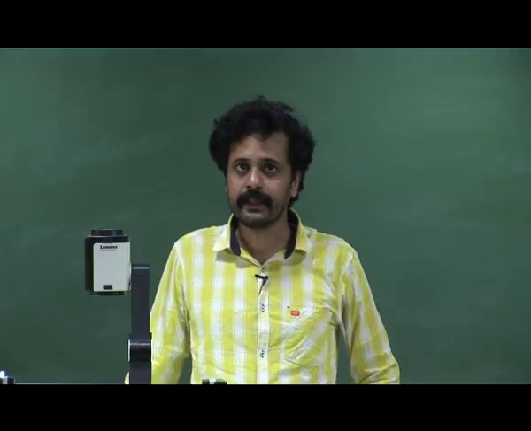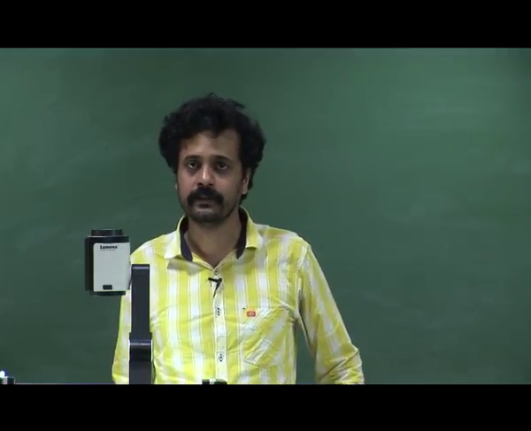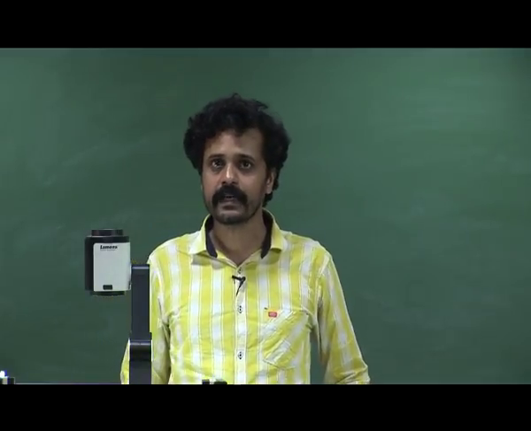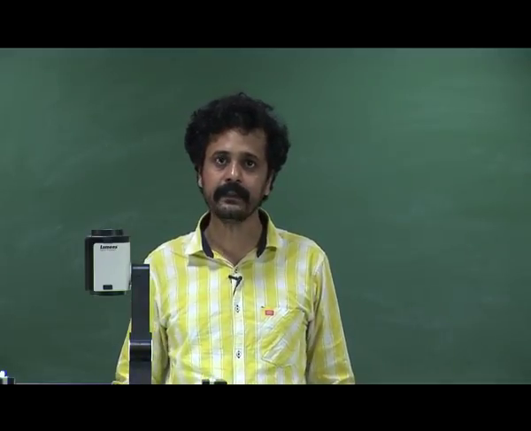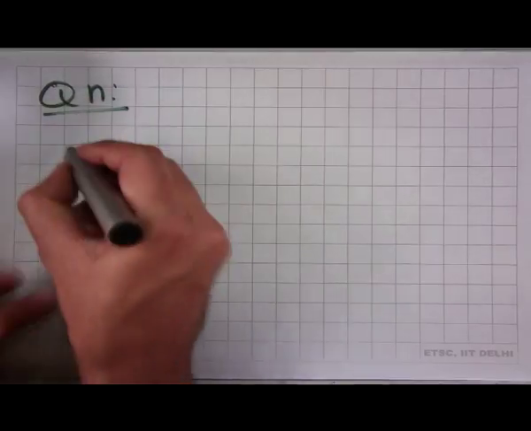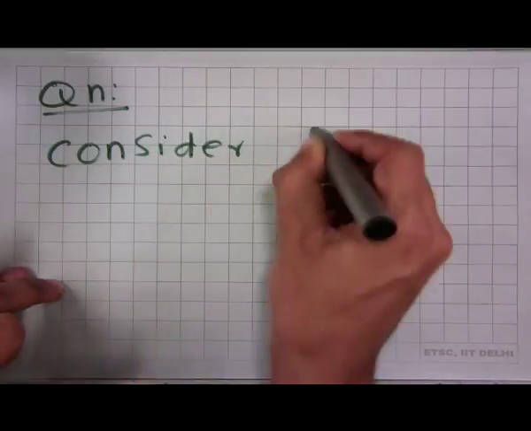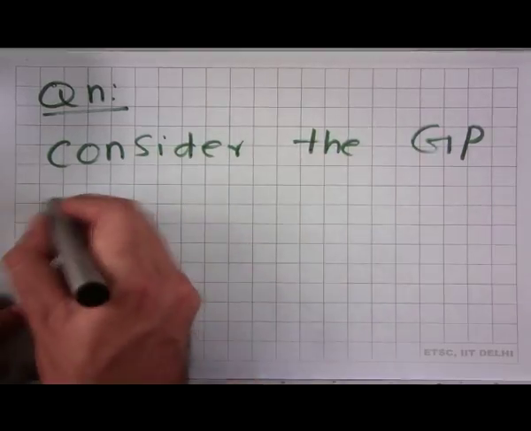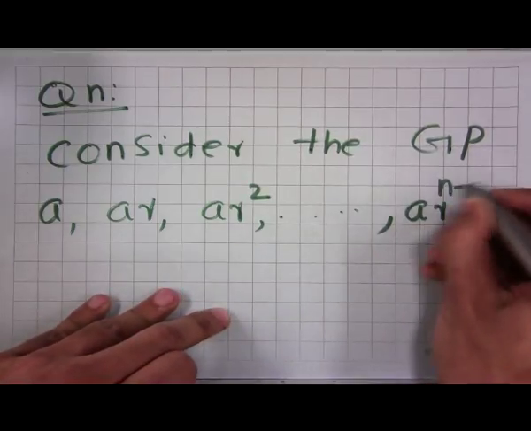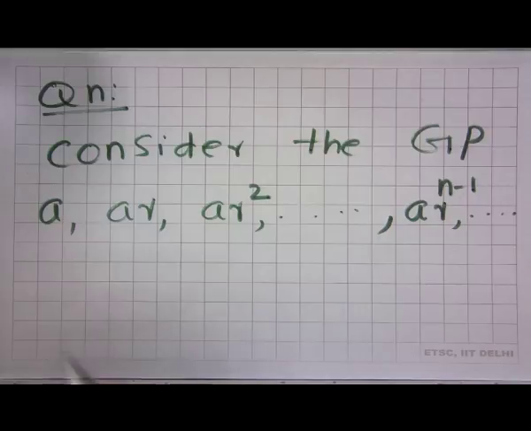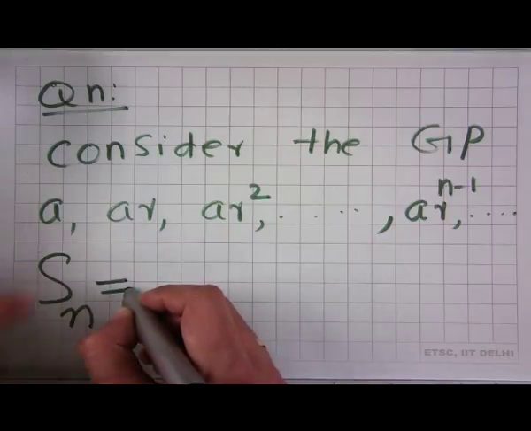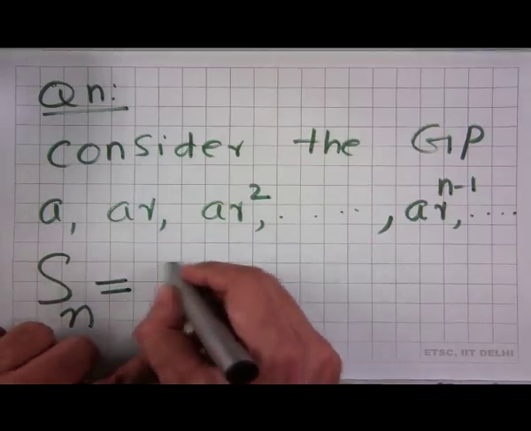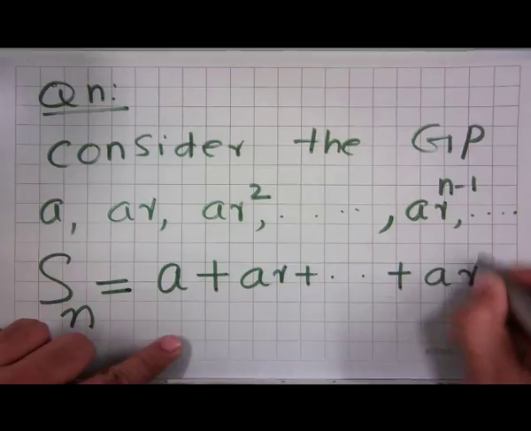Similar to the case of arithmetic progression, let us ask the following question: can we get a closed form expression for the sum of first n terms of a GP? Consider the GP a, a r, a r square, etc., nth term a r power n minus 1, etc. Can we get a formula for S_n, which denotes the sum of first n terms, a plus a r plus etc. plus a r power n minus 1?